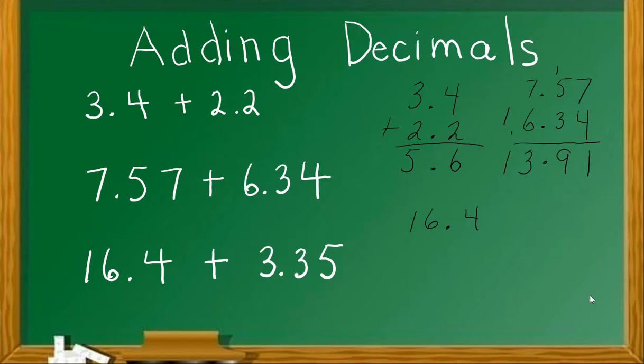And the last question as an example is 16 decimal 4 plus, I forgot to put my plus sign up here in our second example. You'd always put your operation sign. 16 decimal 4 plus 3 decimal 3 5.